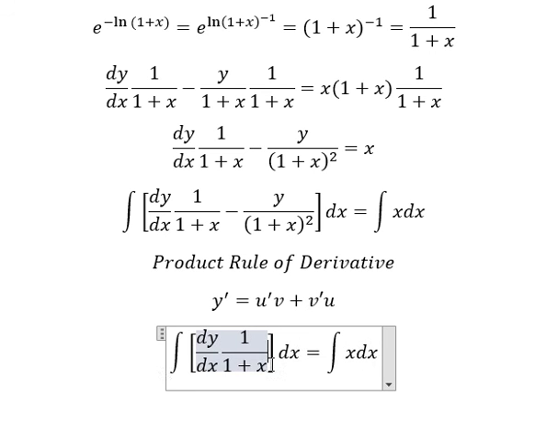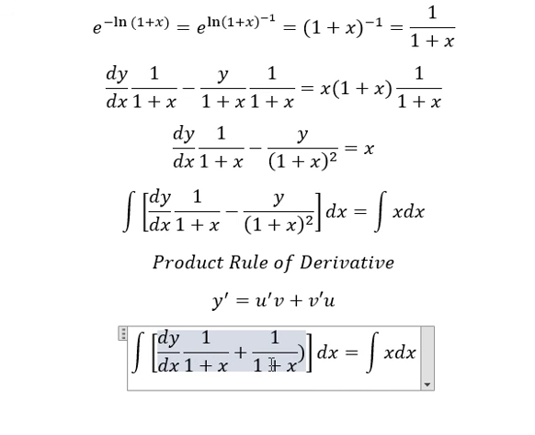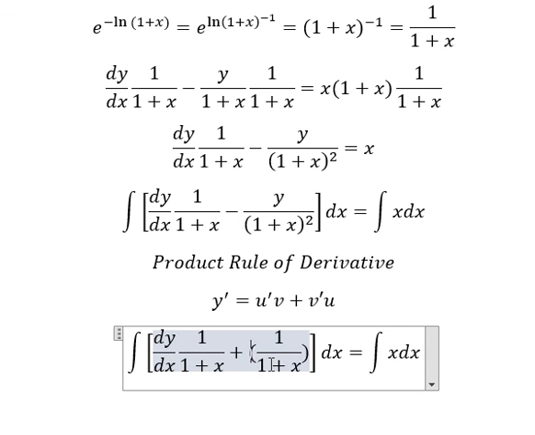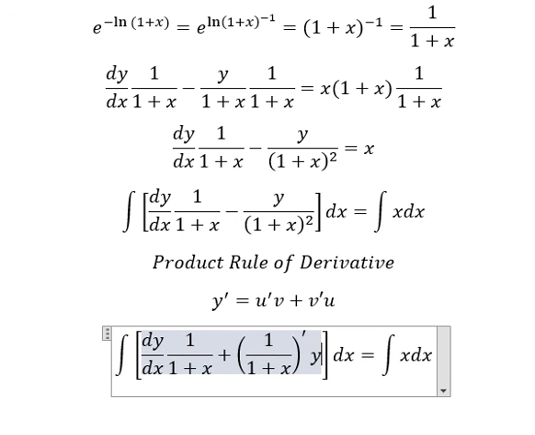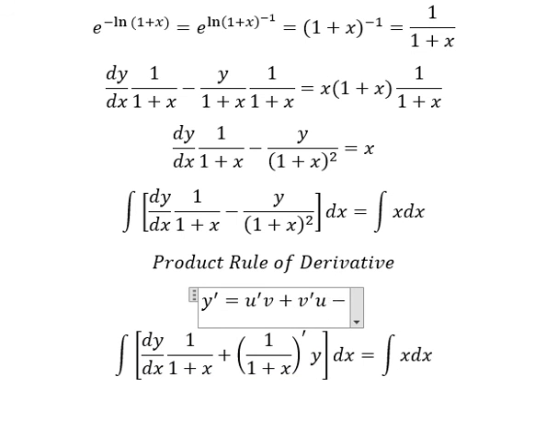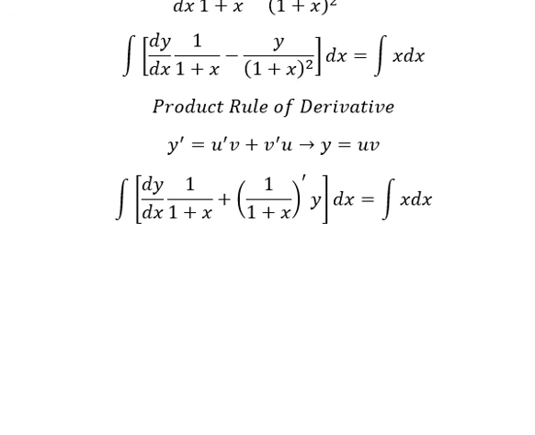This one we have the first derivative of 1 plus s, that's the first derivative of 1 over 1 plus s, and we have y in here. If we do this integration, you get y equals uv. Now we can apply similar for this one, and you get y over 1 plus s.